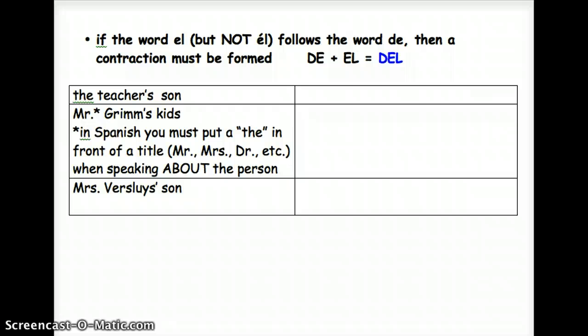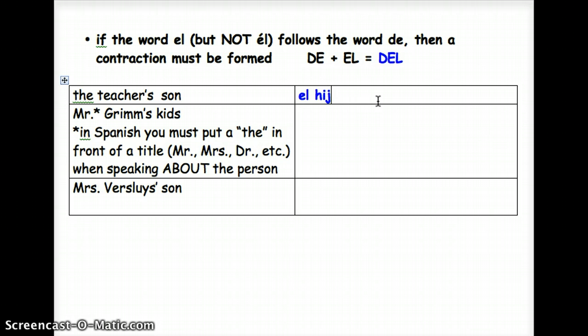Well, in Spanish, there is one other contraction, and that is the word del, when de is followed by el. So how does that relate to talking about to whom things belong? It's going to come up because you are using the word de to indicate it is of a certain person. And sometimes it's going to be followed by the word el, meaning the. For example, the teacher's son, you're really saying the son of the teacher. And if it's a male teacher, notice what's going to happen.